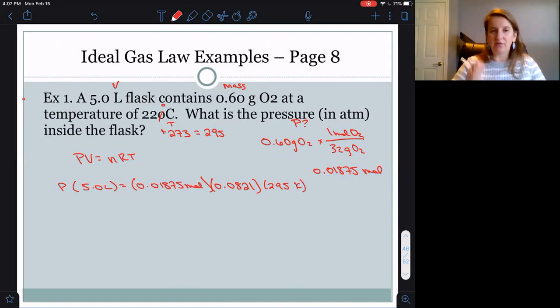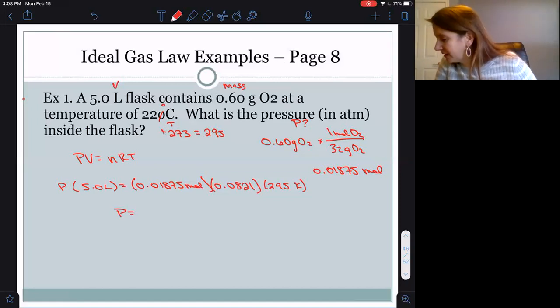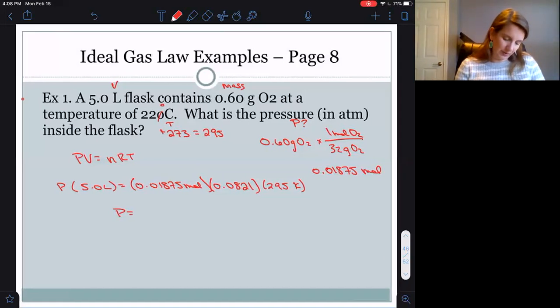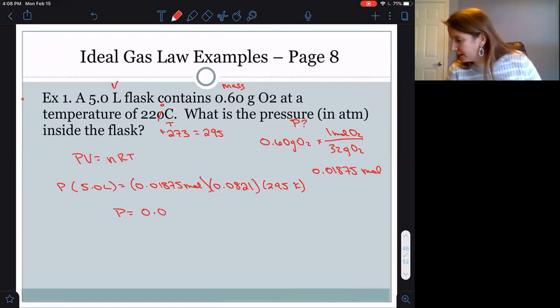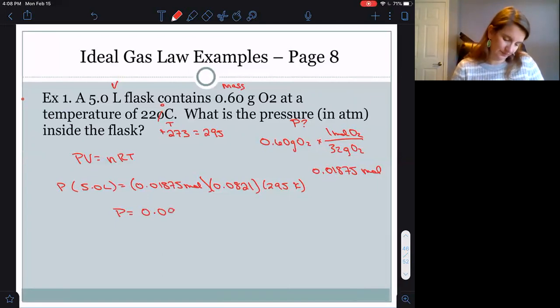Now, in order to solve for pressure, we would take our moles, 0.01875, times our ideal gas law constant, 0.0821, times our temperature in Kelvin, and then we're going to divide that by our volume to get P by itself. Looking at sig figs, we're multiplying and dividing, so our sig figs are going to be based off of whichever one of these has the fewest amount of sig figs, which is our 5 liters. So it means we get 2 sig figs. So our answer would be 0.091, and that is in atmospheres.